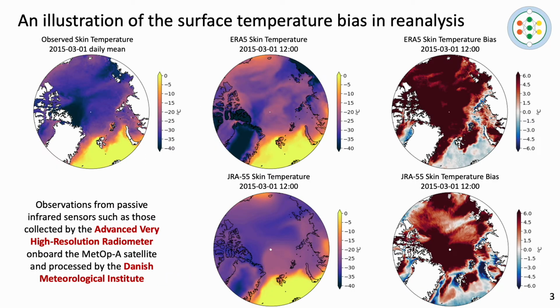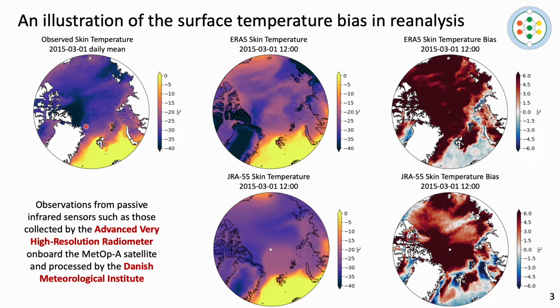For example, let's have a look at this comparison. Here on top I'm showing some observations of the surface temperature. It's called skin temperature, so it's either the temperature of the ice if exposed or of the snow if there is snow on top of the ice. And these observations are from an infrared sensor. And the important thing to notice is that the atmospheric model used for the reanalysis does not assimilate this observation.